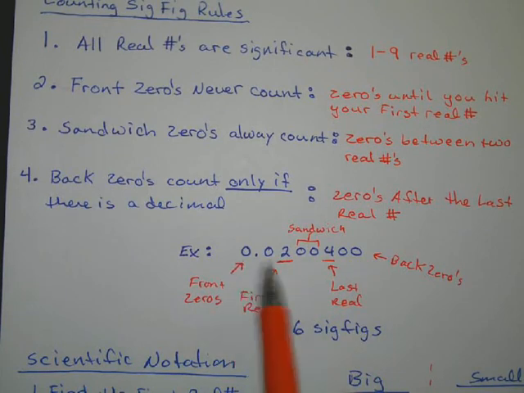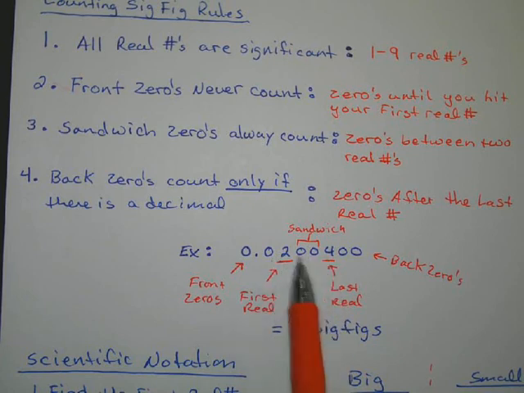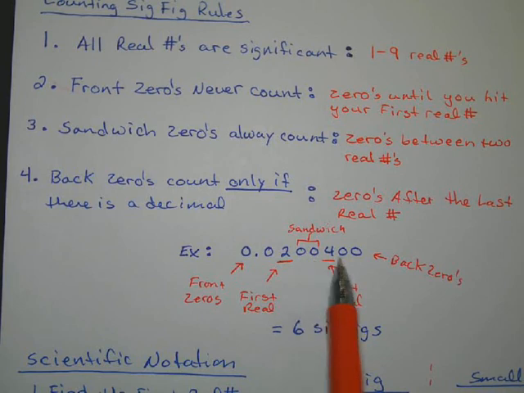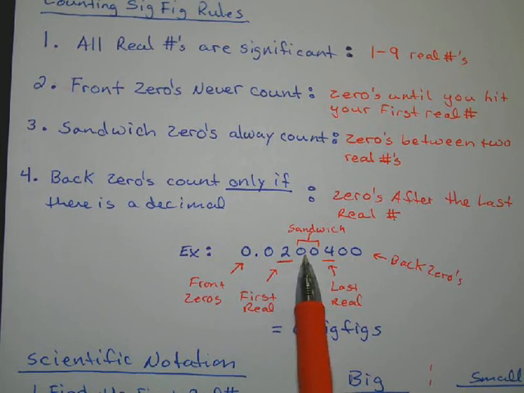The front zeros don't count. Here's the first real number. Here's the last real number. These 2 sandwiched zeros count, and these 2 back zeros count because there's a decimal. So there's 1, 2, 3, 4, 5, 6 sig figs here.